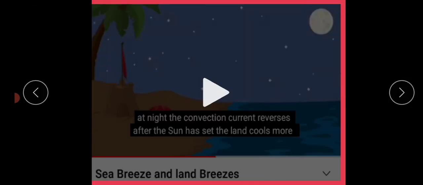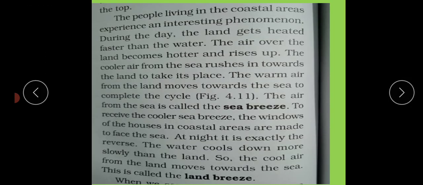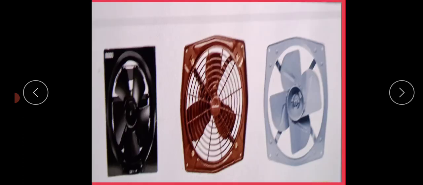Next clip is explained with a simple concept, sea breeze and land breeze. Just to go through this. Okay, what is the sea breeze? This is already in your book. Okay. Next, one more application of the convection.